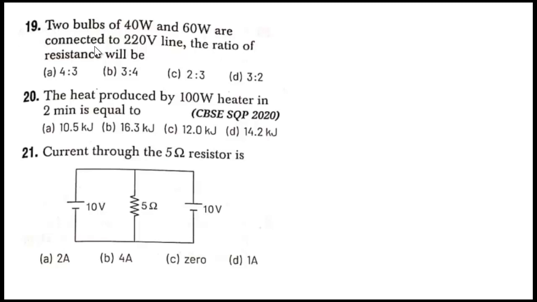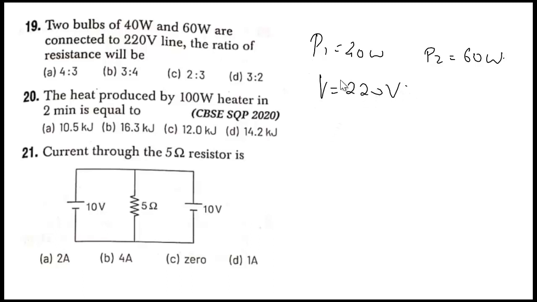So the 19th question. Two bulbs of 40 watt and 60 watt are connected to a 220 volt line. The ratio of resistance will be. So the power of the two bulbs are given, that is P1 equals 40 watt and P2 equals 60 watt, connected to a 220 volt line. So V is 220 for both. We need to find out the ratio of resistance.